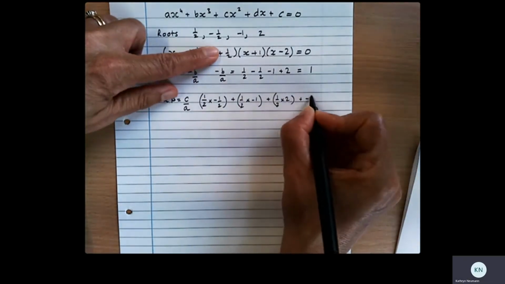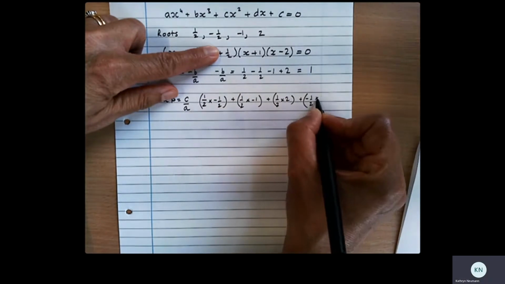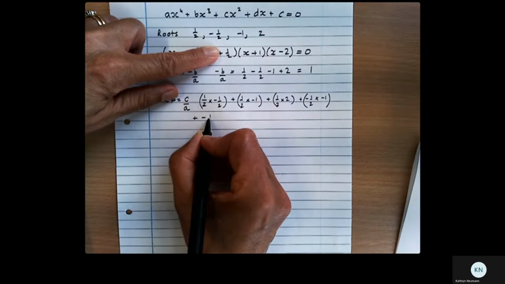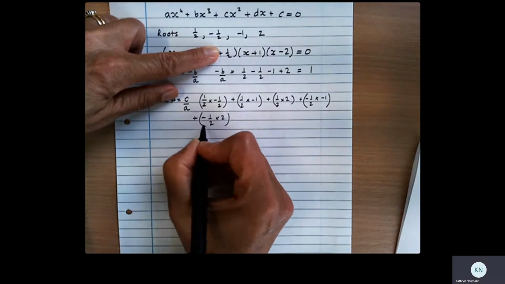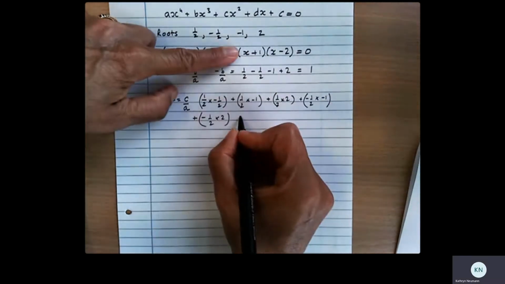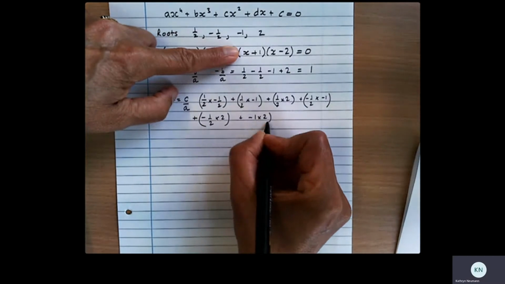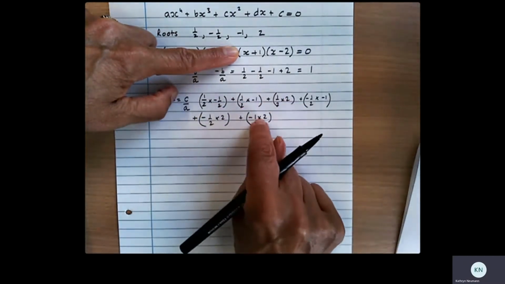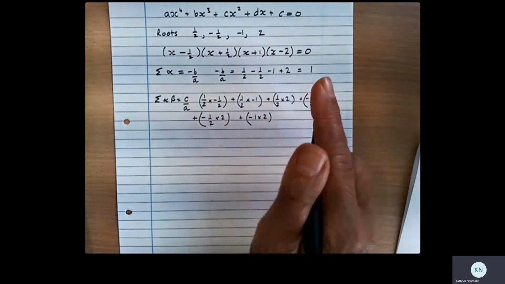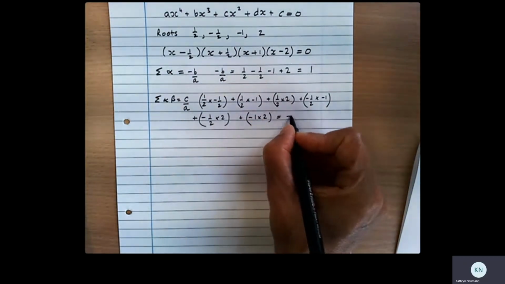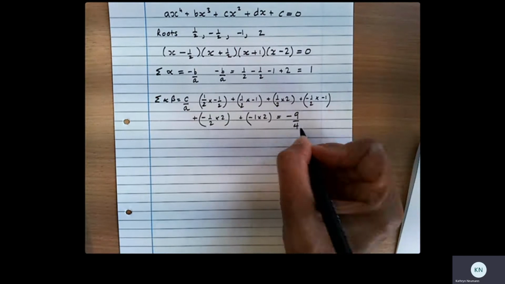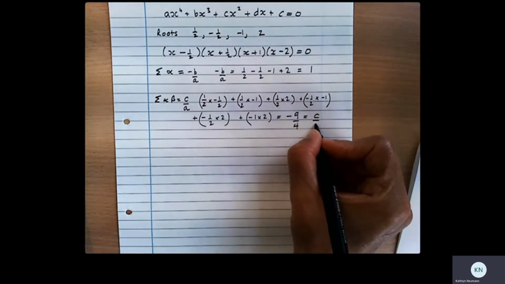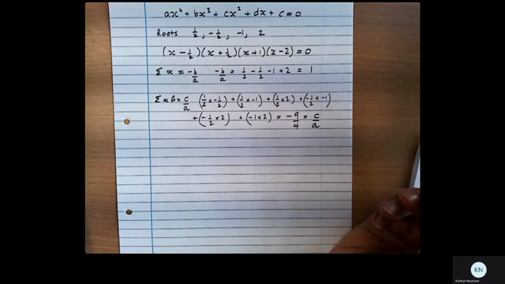Then I'm going to do minus a half multiplied by minus 1, plus minus a half multiplied by 2. And then finally, minus 1 multiplied by 2. And we should have 6 pairs here, 1, 2, 3, 4, 5, 6. And when you work out what that's equal to, you might want to use a calculator for that, you get minus 9 over 4. So that is what c over a is equal to.